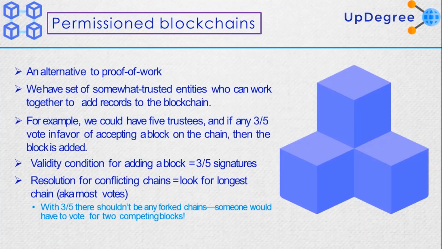So to get away from proof of work, we have the permissioned blockchain, or what we call a private blockchain, which is an alternative to proof of work. The second thing is you have some trusted entities who can work together to add records to the blockchain. If you know who the trustees are, for example, you have 5 trustees, and if 3 of them are in favor of adding a block, then the block is added. That means out of 5, you just need 3 signatures. And resolution is also very easy, right? Because you know who the competing blocks are, and you will also know how the votes have been given. That's the reason permissioned blockchains are gaining importance in the enterprise world.